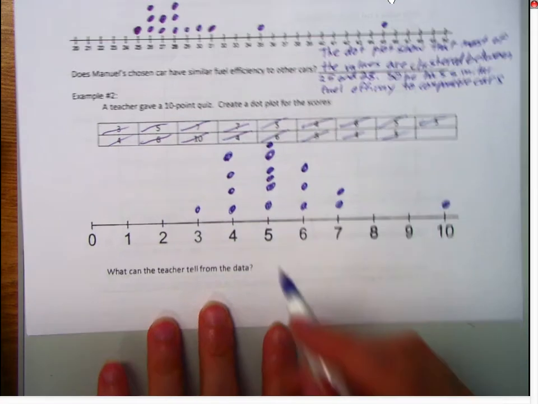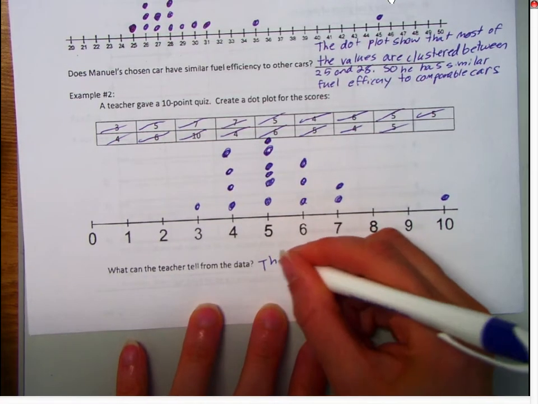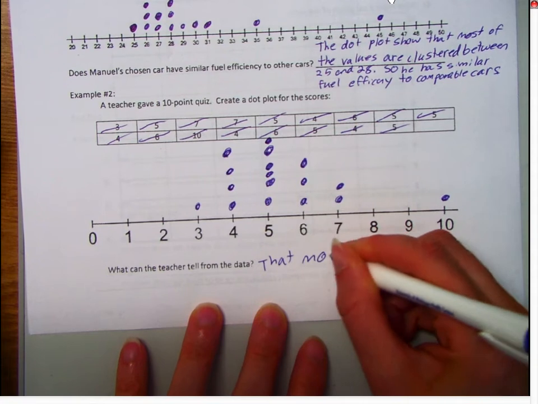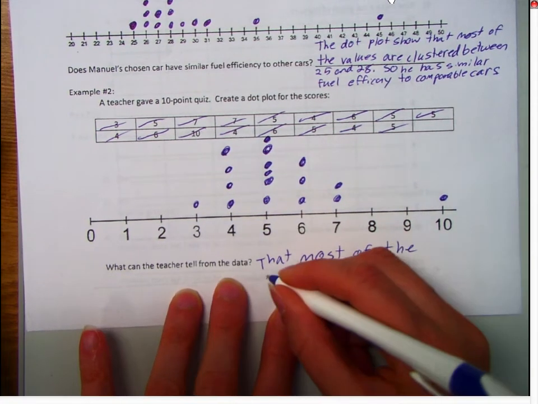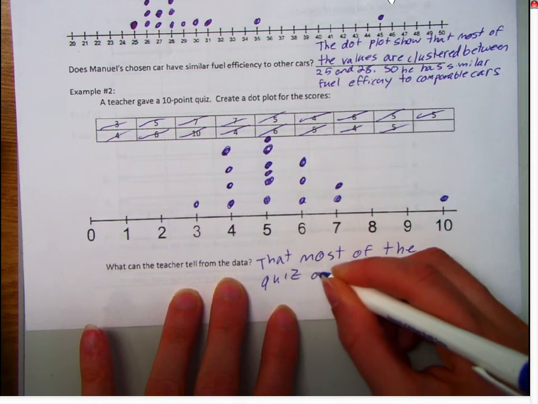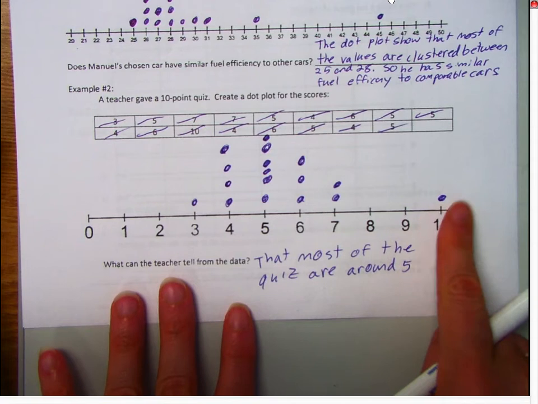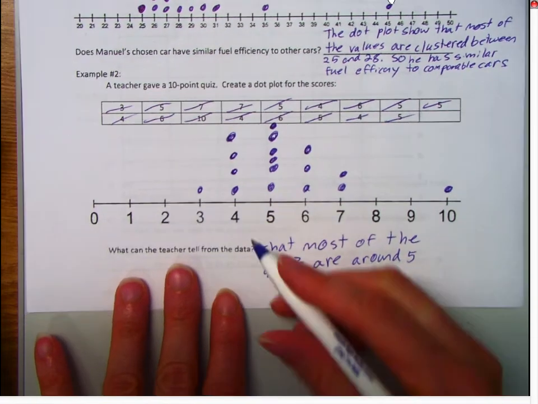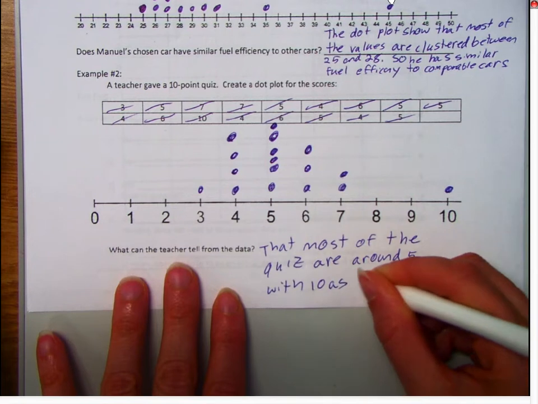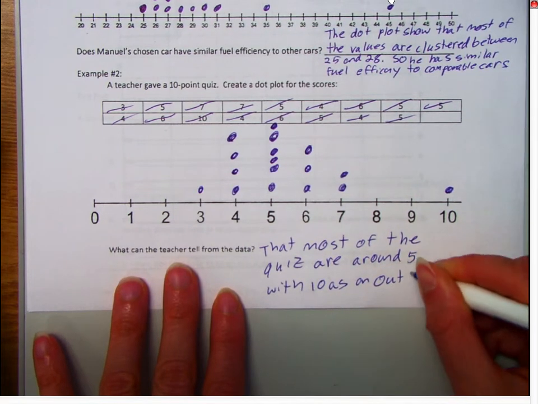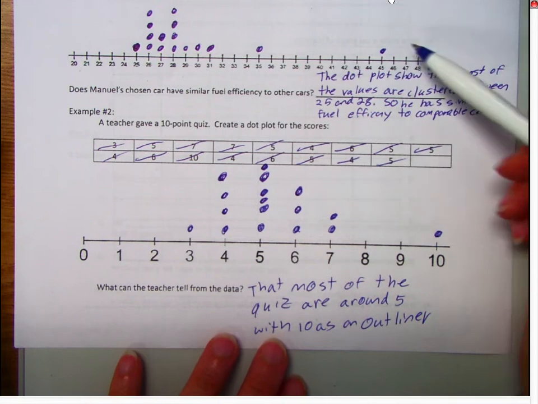Okay, what can the teacher tell from this data? That most of the quizzes are around 5. What would we call 10? An outlier. With 10 as an outlier. What would be the outlier for the previous one? 45.